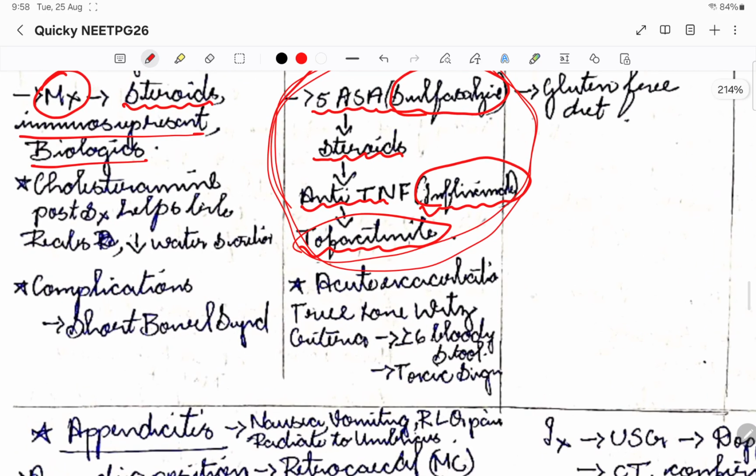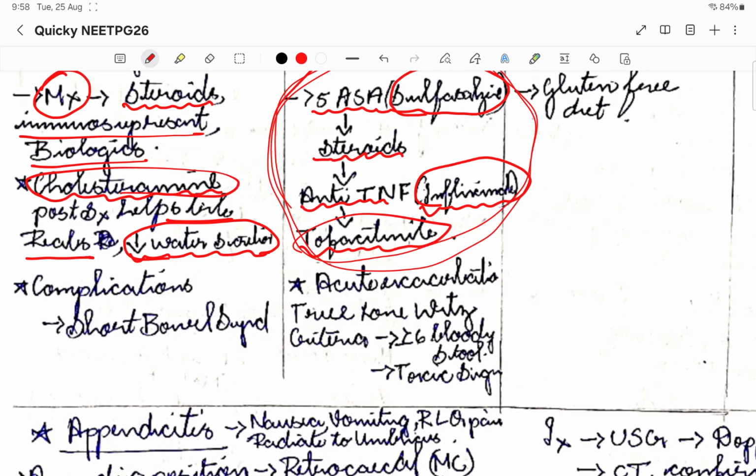Then, after surgery that is done for Crohn's, what we'll do is give cholestyramine, which will help with bile reabsorption and reduce the water secretion that is happening. Because post surgery there might be increased diarrhea. So that is why we'll give cholestyramine.